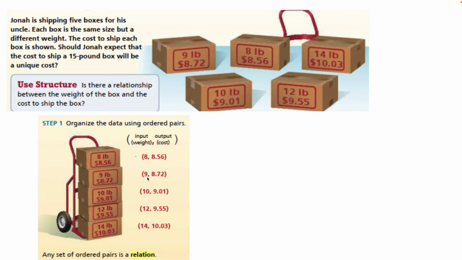Then we can put these numbers. For 9 pounds, it is $8.72. For 8 pounds, it's $8.56. For 10 pounds, $9.01. 12 pounds, $9.55. 14 pounds for $10.03. Right? And for these ordered pairs, we don't know whether it is a function or not yet because we didn't find the rule. But there is some kind of relationship, right? So we just say that these pairs are a relation.